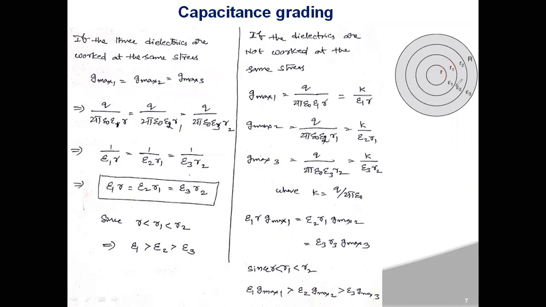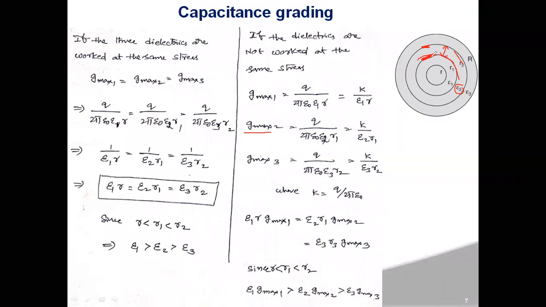Suppose you take the second layer, which is having permittivity epsilon 2. Here on the surface you will have maximum stress, and here you will have minimum stress for the second layer. So for maximum stress at this point, that will be G max 2. G max 2 is equal to Q by 2 pi epsilon naught epsilon r, and in place of epsilon r you have to consider epsilon 2, because you are considering the second layer. So G max 2 is Q by 2 pi epsilon naught epsilon 2.